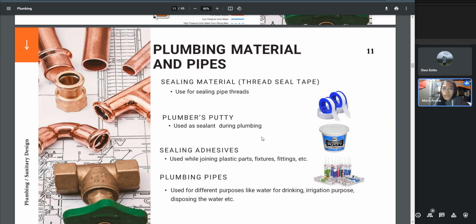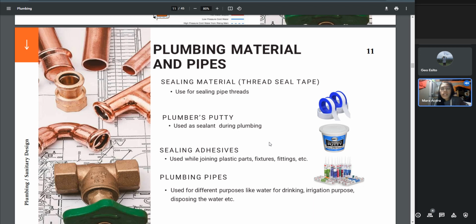Plumber's putty. The putty is used as a sealant during plumbing. It is a simple material needed for water-tight seal around taps, also called faucets, and drains. The sealing adhesives. These are used while joining plastic parts, fixtures, fittings, etc., and are most usually available in sanitary and hardware shops.